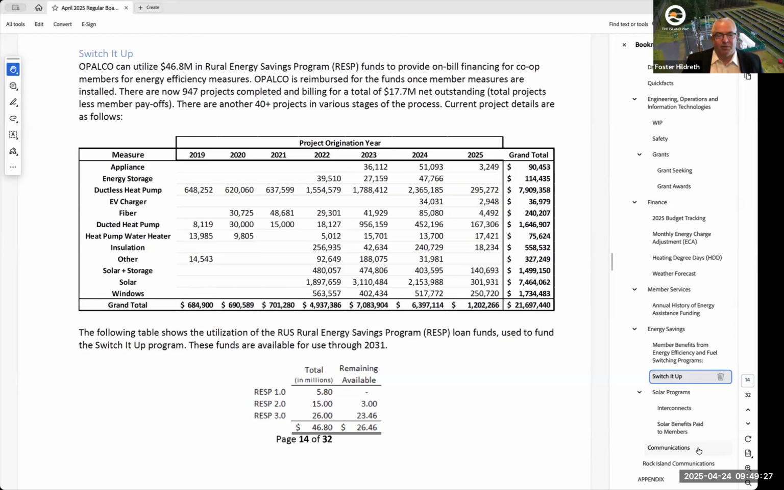If the grid is becoming a little precarious, which it is, batteries could pay a really big dividend back to our membership. We're thinking the best program we could do is get another tranche of Switch It Up funds to encourage that. But we also have to do a good communication campaign that goes with it. One of the things about energy storage, and we've talked about this a little bit, is that some of us don't have a place to put the battery.